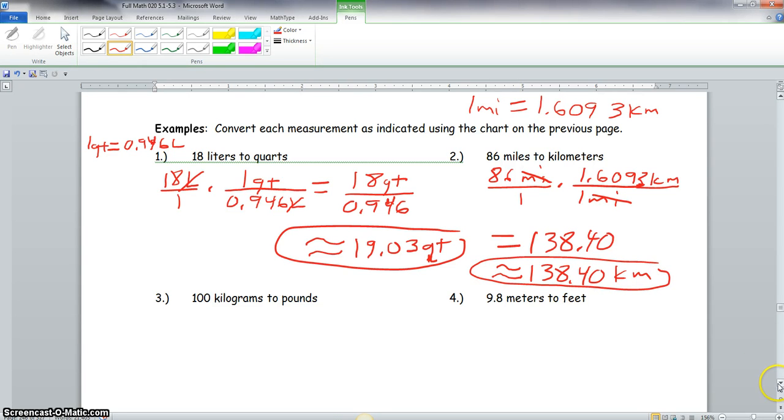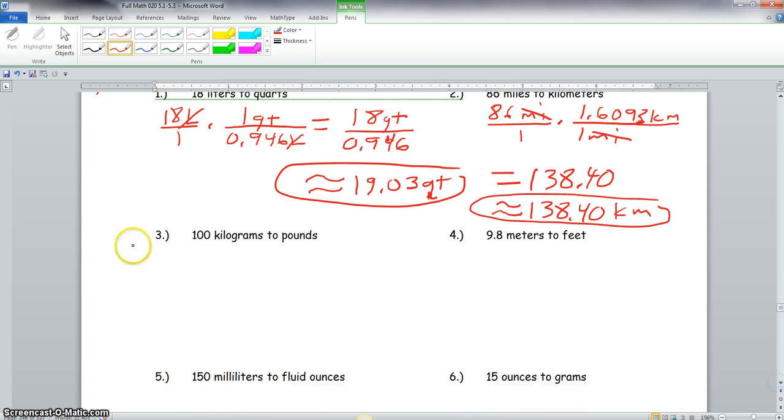Okay, now we scroll down here. We have 100 kilograms to pounds. Now if you look here with kilograms to pounds, if you look on your conversion chart at the weight section, you have 1 pound is equal to 0.454 kilograms. Now this is supposed to be a 4. I don't know why it put that little line up top.